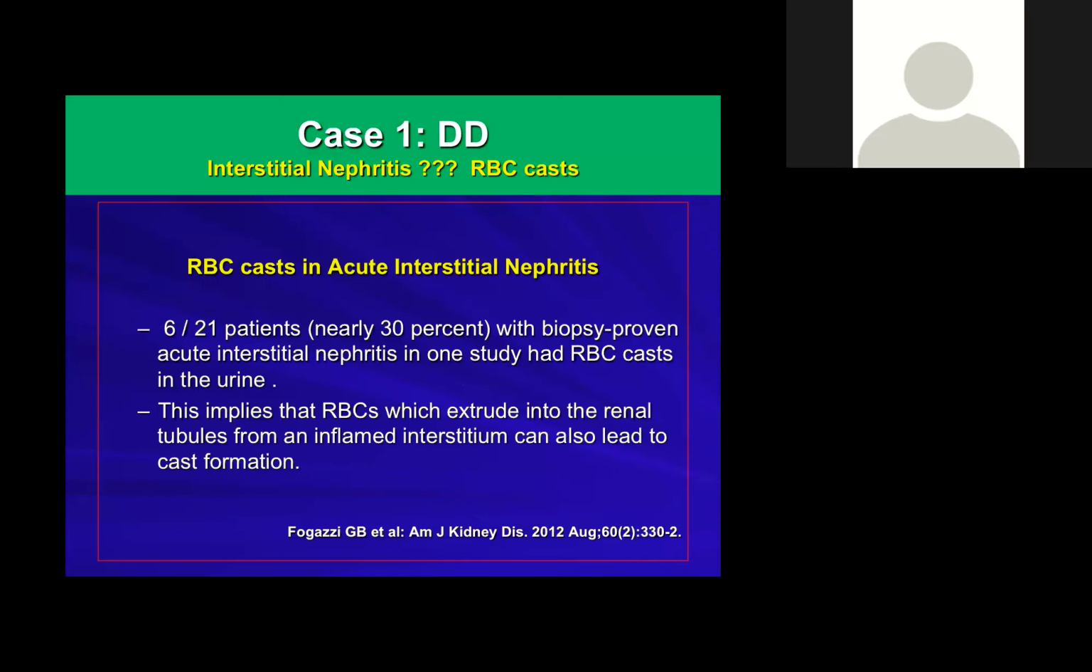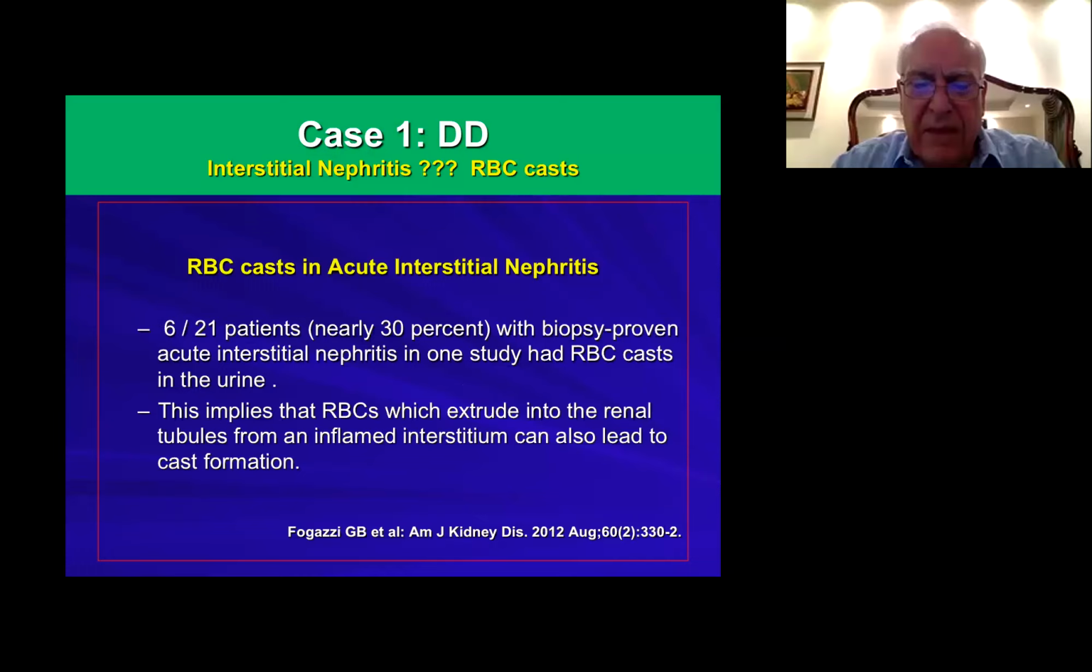And this is classical teaching, RBC casts should not be seen in interstitial nephritis. That's a classic teaching, but it can occur. Look at this. There is this article here in 2012, 6 out of 21 patients, nearly 30% with biopsy proven acute interstitial nephritis in one study had RBC casts. So it can occur, but the classic teaching, this is acute GN. We used to say it's pathognomonic of GN.